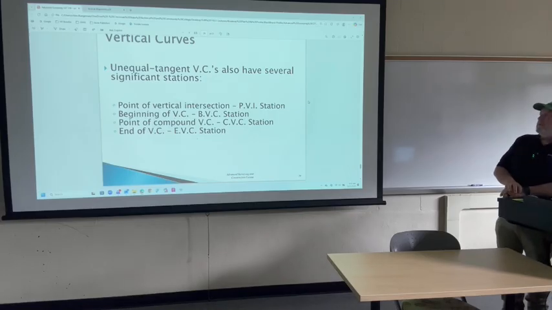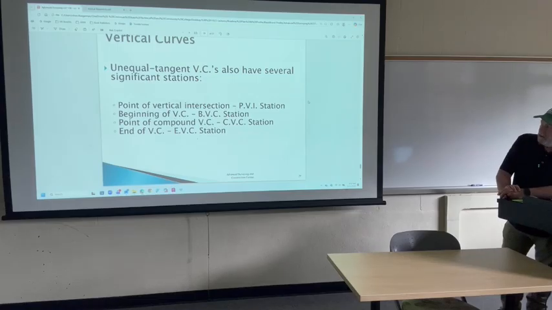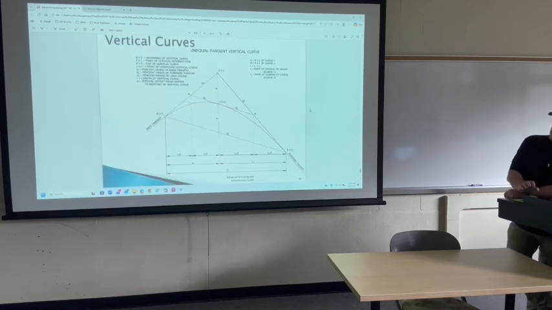The unequal tangent vertical curves also have several significant stations: your PVI, your BVC, your point of compound vertical curve, so the CVC, and the EVC, the end of the vertical curve. So one extra compared to the equal tangents, you have a point of compound. So here you go. Here's a breakdown of an unequal tangent vertical curve.